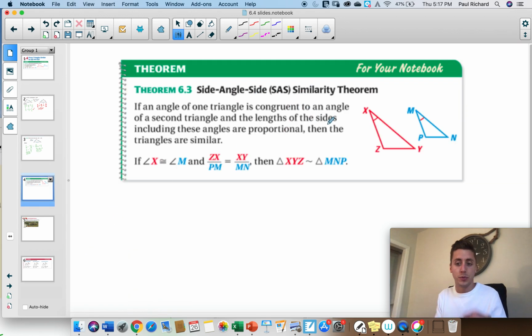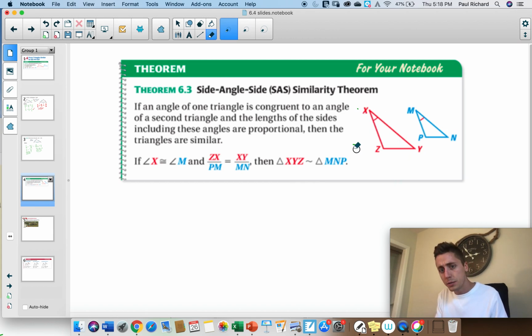SAS is another triangle similarity theorem. This one says that if an angle of one triangle is congruent to one angle of a second triangle, and the lengths of the sides including these angles are proportional, then the triangles are similar. Okay, so they're referring to this length XZ corresponding to MP, and XY corresponding to MN, and those are the sides that are including the angle, right? That means they're surrounding the angle.